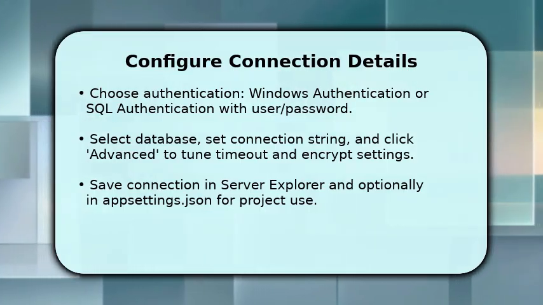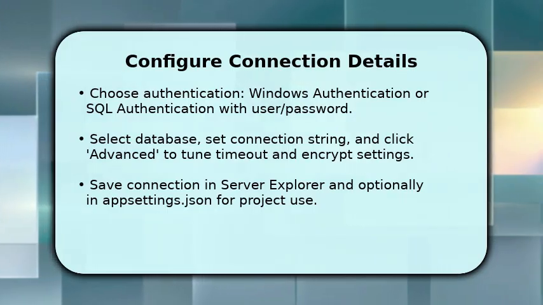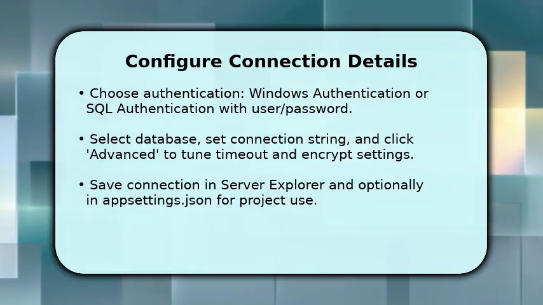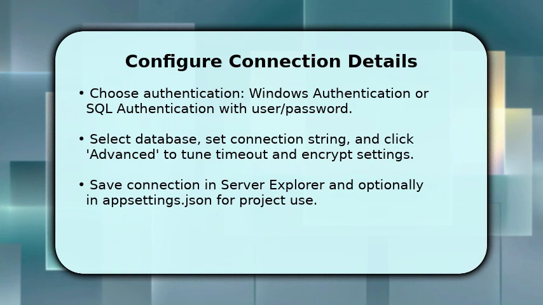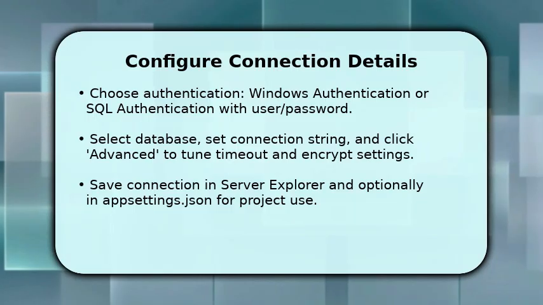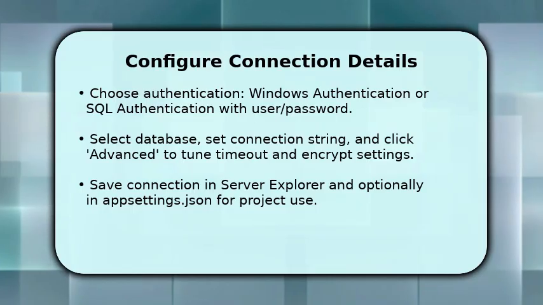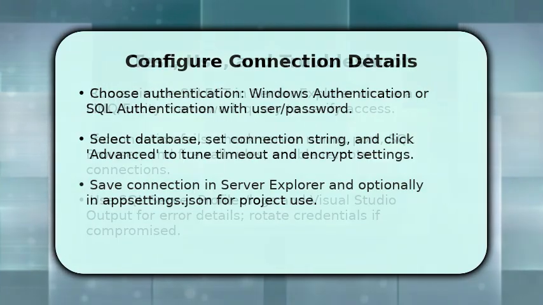Click Advanced to adjust connection timeout, encrypt, trust server certificate, and application name so your app behaves predictably. Once configured, save the connection to Server Explorer and copy the generated connection string into your project's configuration, such as appsettings.json. You finish by validating end-to-end access.